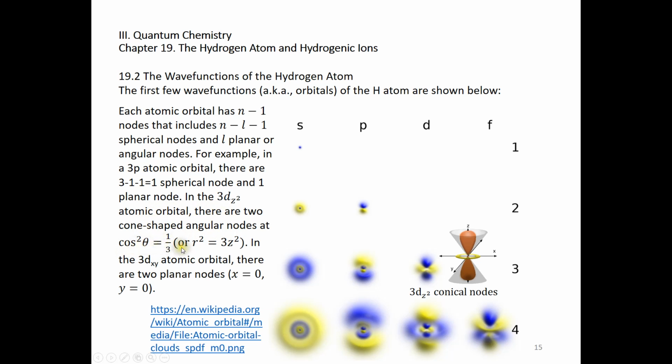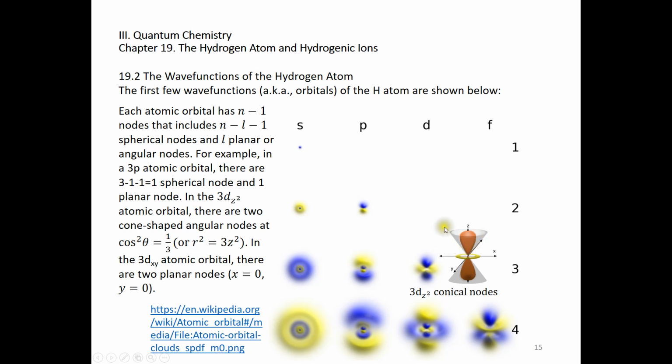In the 3d z squared atomic orbital, there are two cone-shaped angular nodes when cosine theta squared is equal to 1/3. What does that mean? That means when z squared over r squared is 1/3, or when z over r is 1 over the square root of 3. Now in the 3dxy atomic orbital, there are two planar nodes, x equals 0 and y equals 0. So now let's look at this. This is the 3d z squared orbital. I want to show you two conical nodes. One is here, one is here. They correspond to cosine theta equal to ± the square root of 1 over 3.